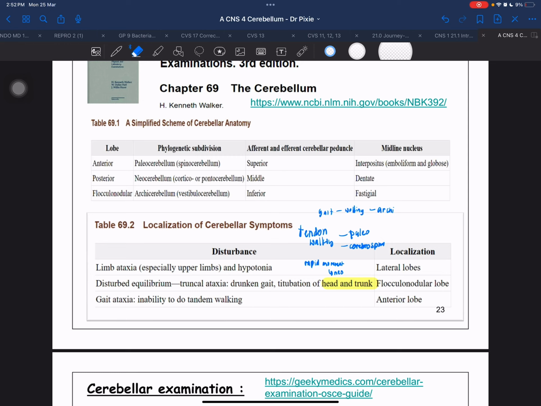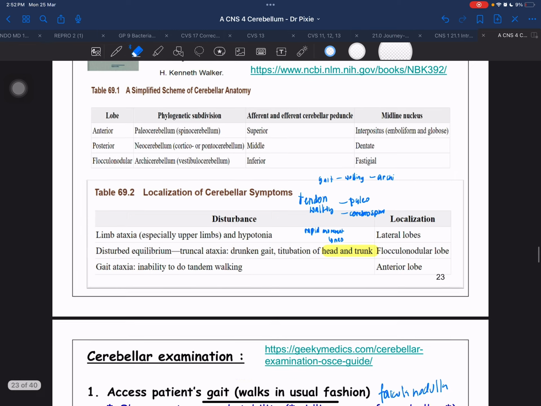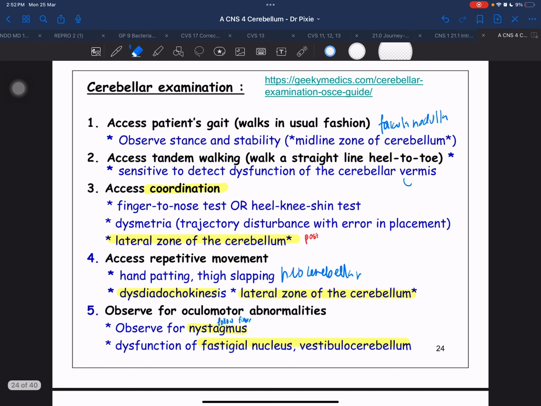So now, that's why here I prepare a list of potential OSCE questions. If you just ask the patient to walk in the usual fashion, you just want to see the midline. Just walk and you observe. Ask him to walk in a straight line and you observe the gait. You are testing the midline, vermis. But then, if you ask them to walk tandem, straight line, heel to toe, toe to heel, you want to check whether there is any problem with the anterior loop.